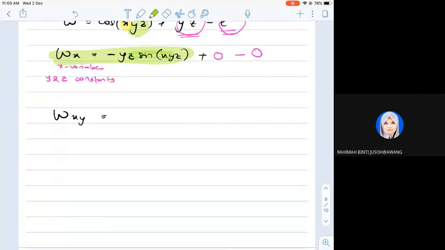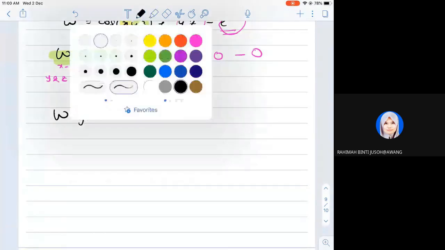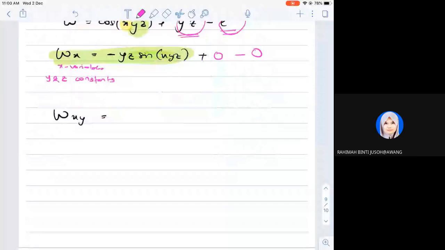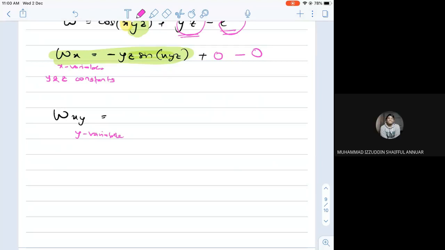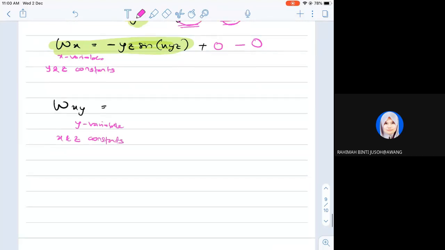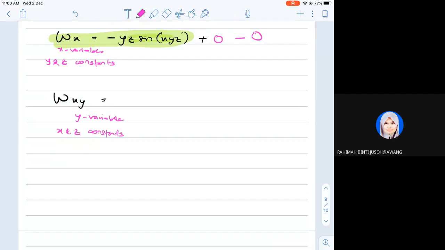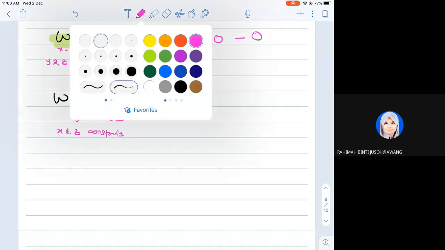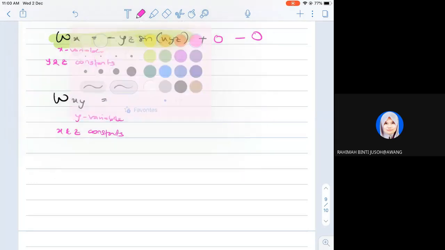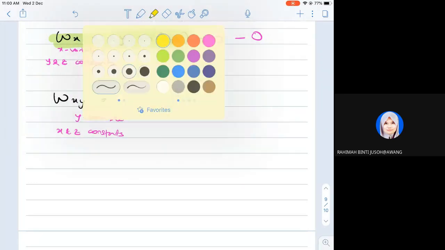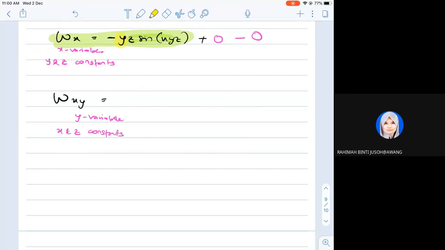Okay, right now, can you give me the variable? What is the variable in this case? Y. Yes, very good. Y is the variable. Okay, well done. So what are the constants? X and Z. Yes, x and z are constants. So just look at your wx. Y as the variable. Here it has a variable, I use this color, yellow. Here there is a variable. Here also there is a variable.